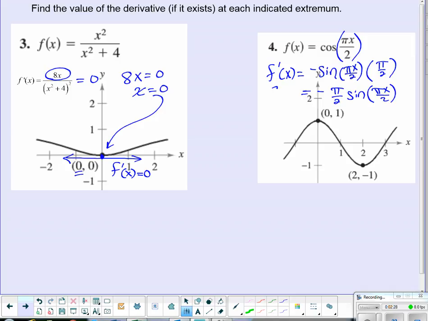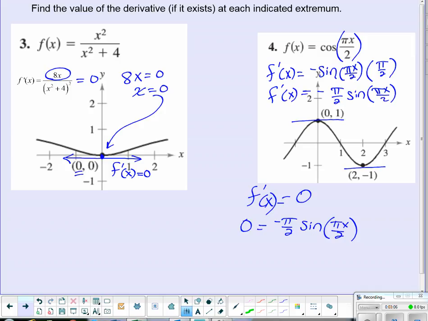Well, looking at this function of cosine, I hit a max and a min in this short span of what we're seeing, a close-up view of the function. And we would be able to say that the derivative equal to 0 would give us some tangent lines that are horizontal tangent lines. These points would be in line with that. And so if I took my derivative, negative pi over 2 sine of pi x over 2, and set it equal to 0, I should be able to find the locations where this would occur.